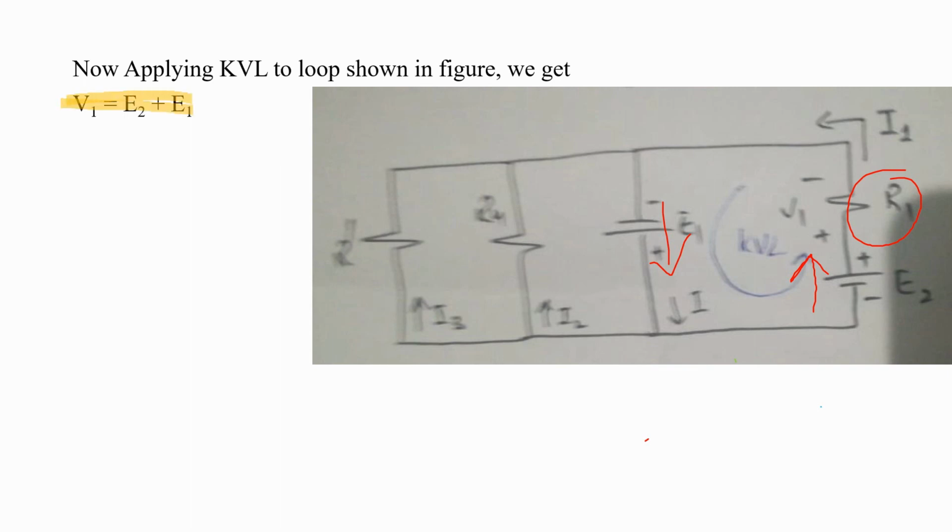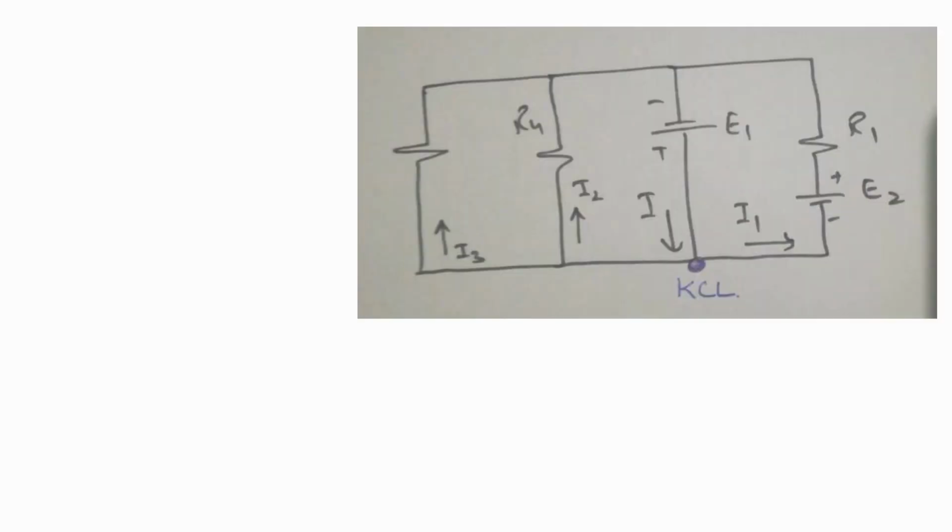V1 is basically the voltage drop across the resistor R1. E2 and E1 are the voltage rises in that loop. Substituting the values of E2 and E1, where E2 is equal to 18 volts and E1 is equal to 6 volt, we get V1 is equal to 24 volt, which is the second required value which we have to find in this question. Now we have to find the value of I.